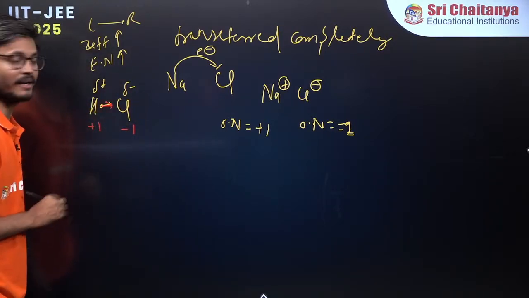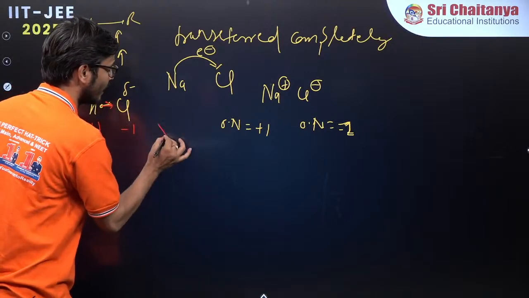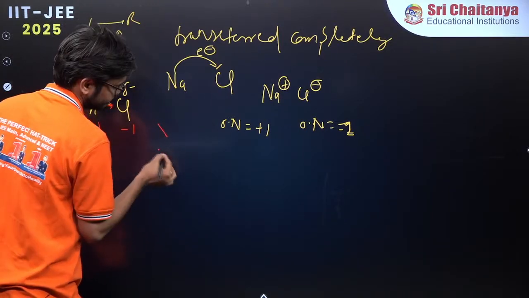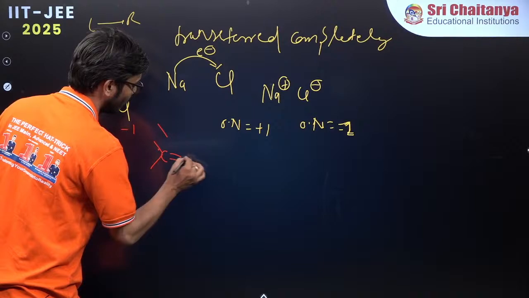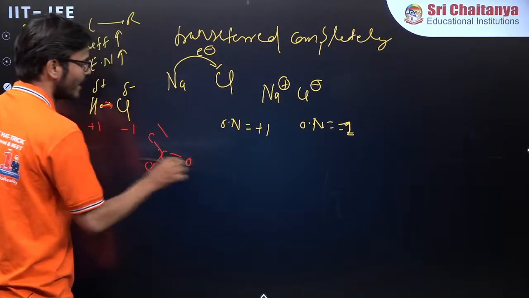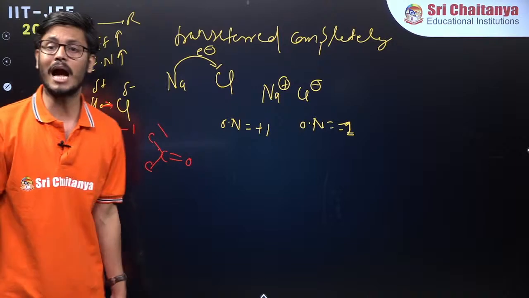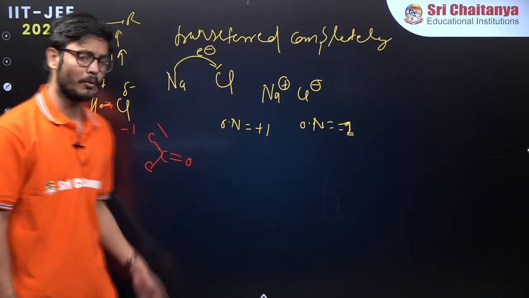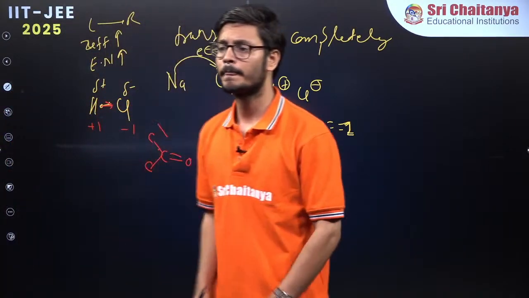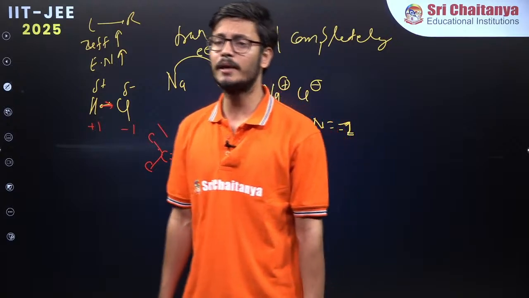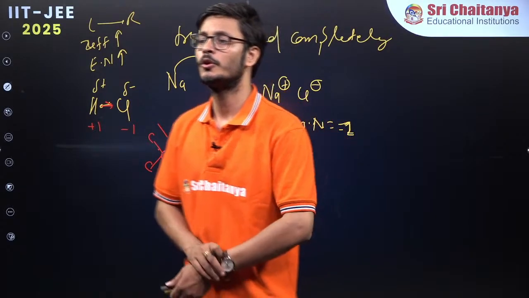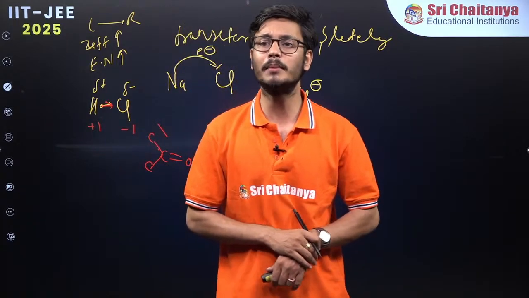Very interesting, sir. If, let us say, we are having a double bond, suppose carbon double bond oxygen. Now, which one is more electronegative, oxygen or carbon? Which one is more electronegative, oxygen or carbon?